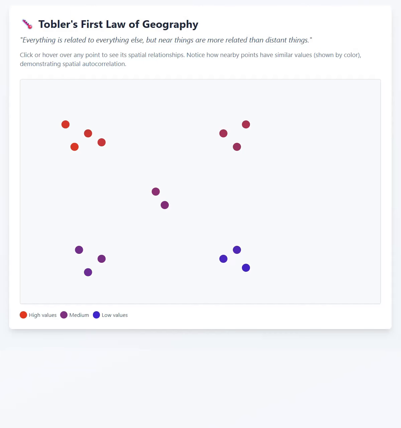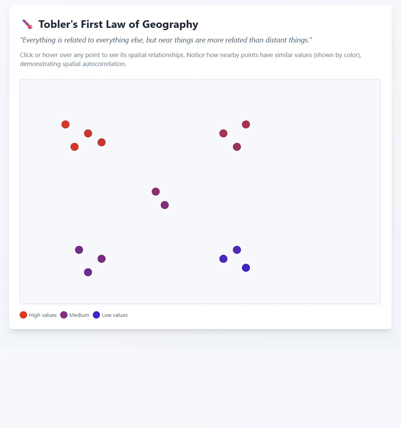This might sound obvious, but it's the foundation for everything from weather forecasting to disease tracking to real estate pricing. What we're seeing here is a spatial data set with 15 measurement points. Each point represents a location where we've collected some values, such as temperature, income levels, pollution, population density, or any geographic variable. Notice the color coding. Red points indicate high values, blue points show low values, and we have gradients in between.